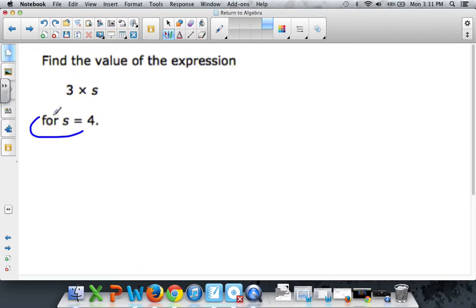Once again, let's just plug it in. S equals 4. Okay. Booyaka. Plug it in. Do the math. 3 times 4, 12. This is baby step algebra, and it's time to learn it. And you know what? It's so easy. Just plug it in. Do the math. Finished. Thank you.